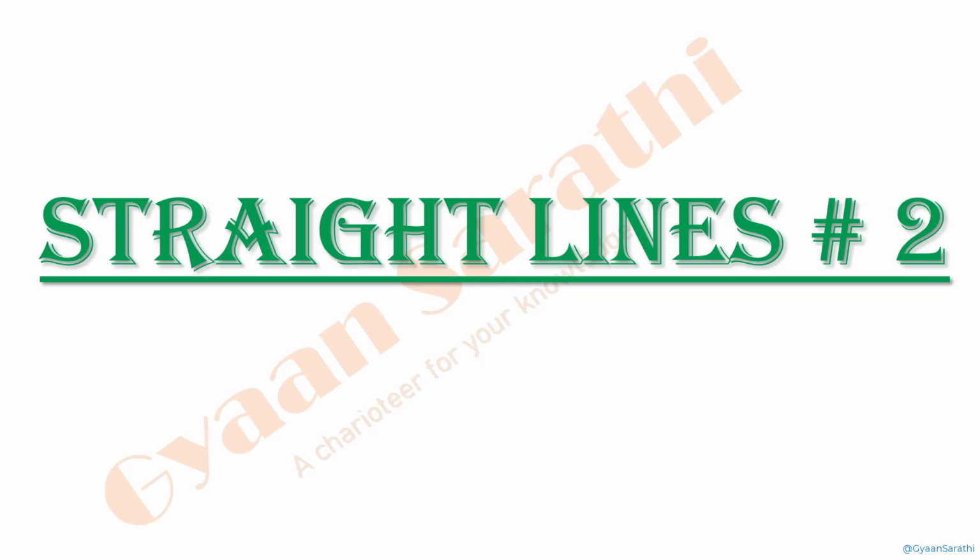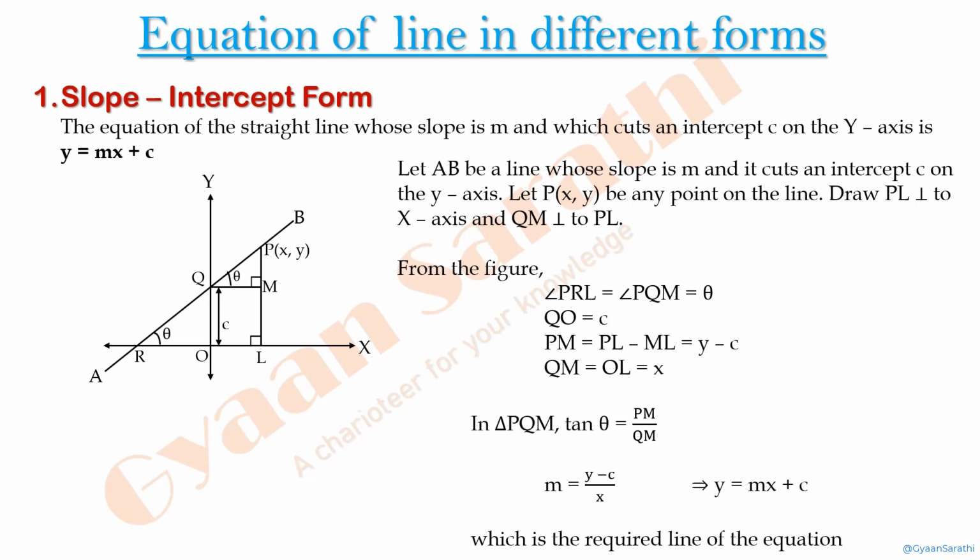Let's start. So today we will be studying the equation of line in different forms. Starting with the first, slope-intercept form. The equation of the straight line whose slope is m and which cuts an intercept c on the y-axis is y is equal to mx plus c.